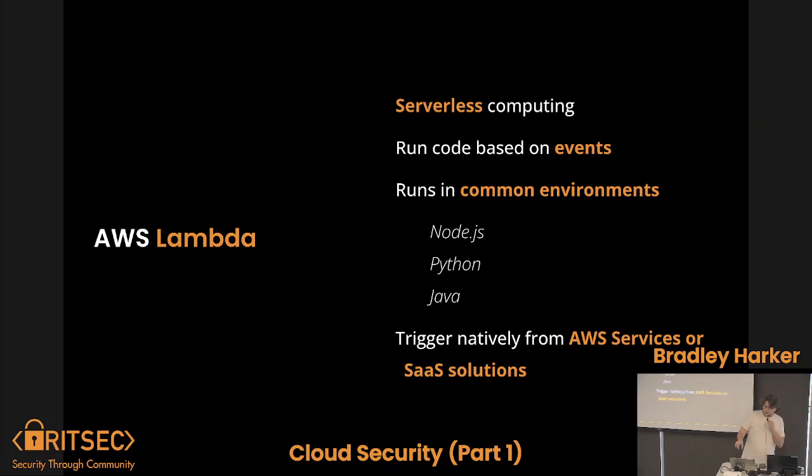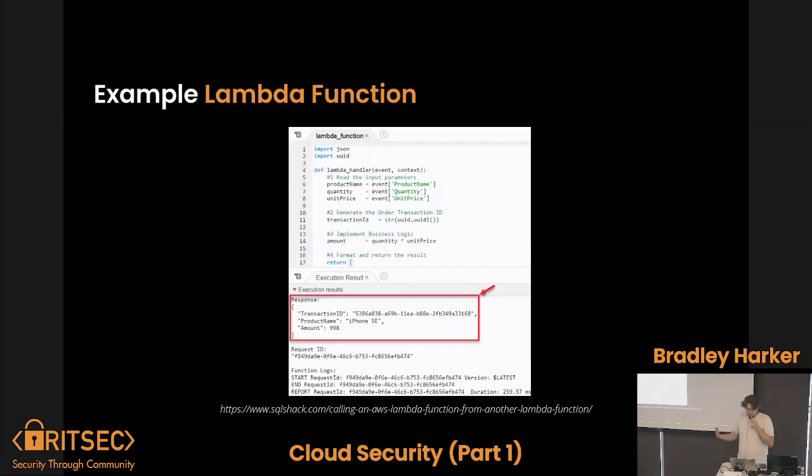You can trigger this natively from AWS services, such as upload a file to S3, then we run a Lambda function. We talk about API gateways in the future, run a Lambda function as soon as we get a web request. You can also use, I think, things like webhooks and stuff like that to integrate with other software as a service solutions. This is an example of a Lambda function. It's just a little bit of Python code that runs. It's a function, and then it returns some data. You can see the execution result at the bottom. This can interact with other AWS services such as DynamoDB to store data.